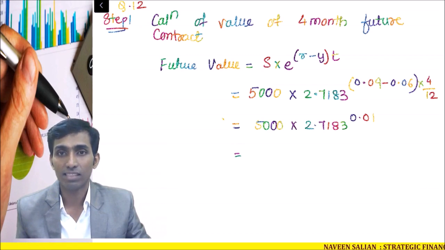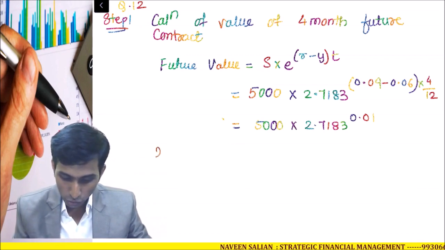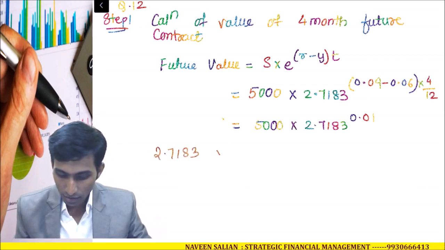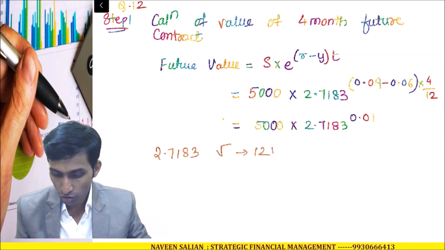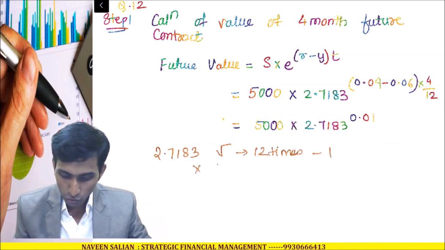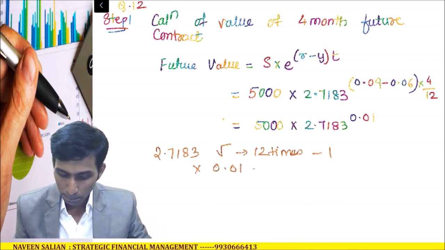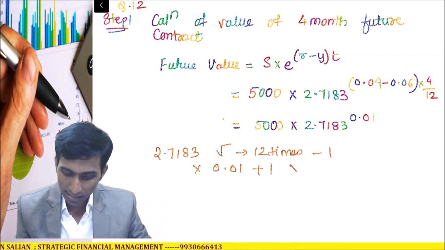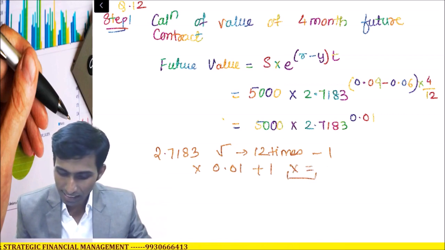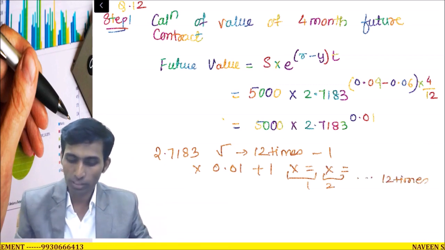This is the set. If you want, I'm writing the same thing on the board. So the steps are: 2.7183, 12 times square root and then minus 1 and then into 0.01 and then plus 1 and then into equals, this set, into equals like this. You have to press 12 times. So this is the way to calculate.